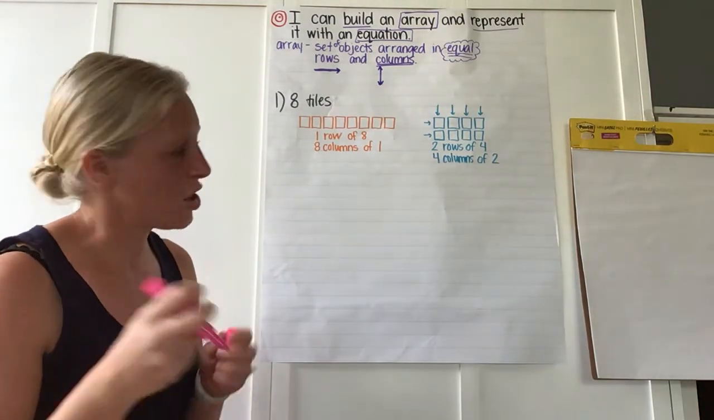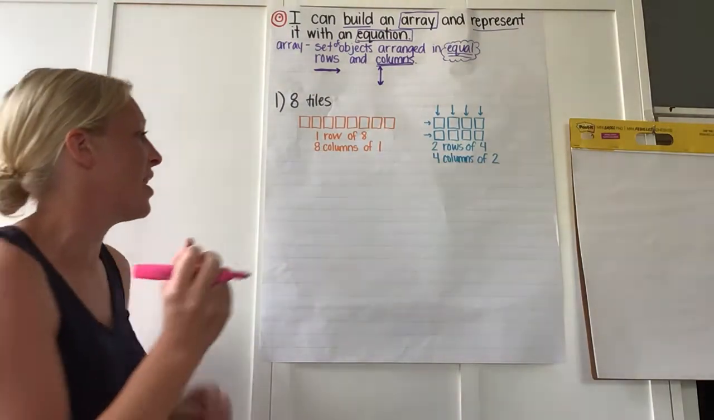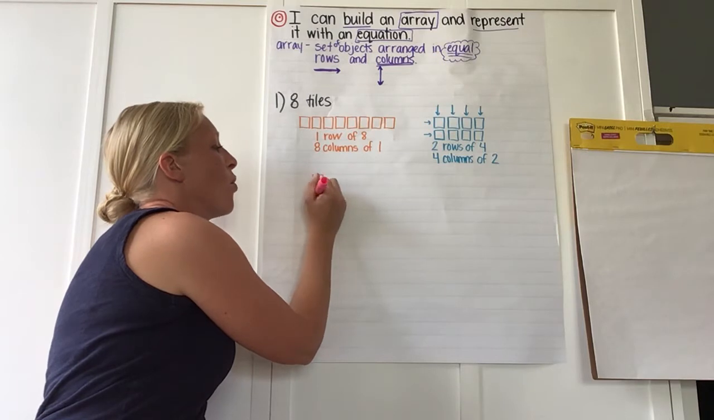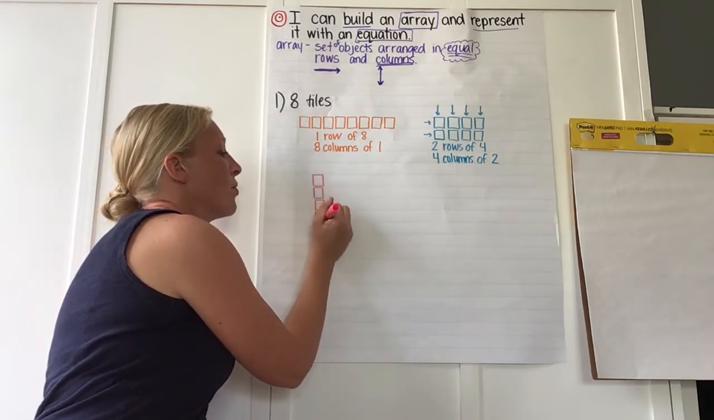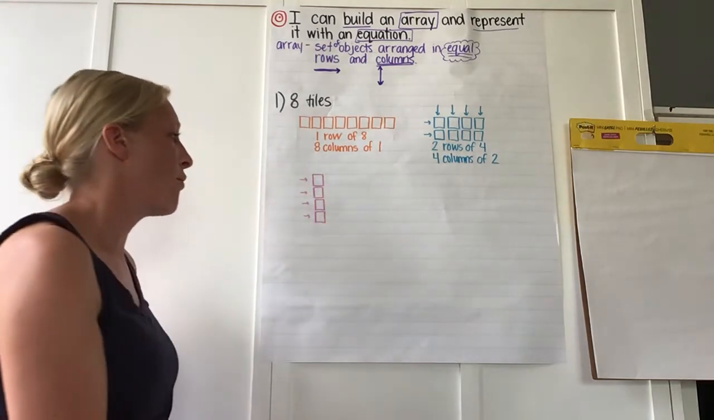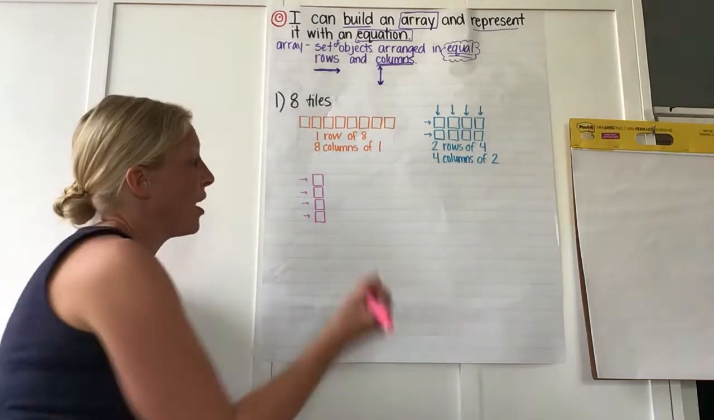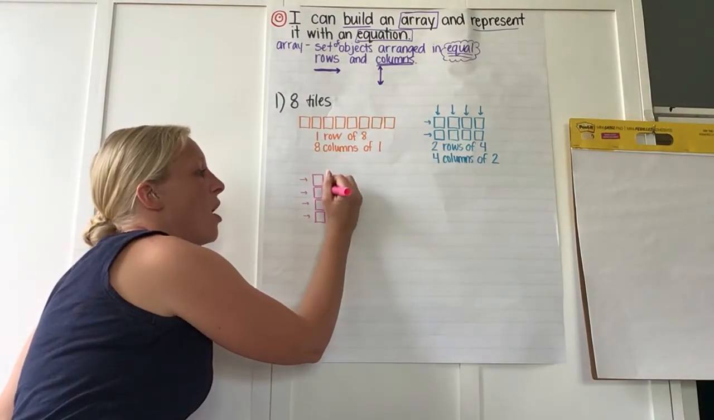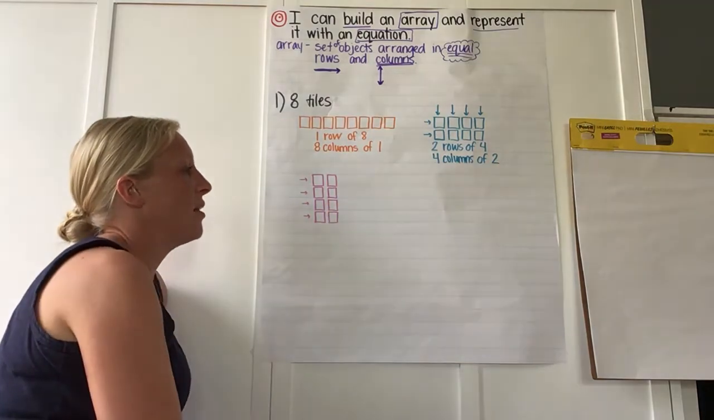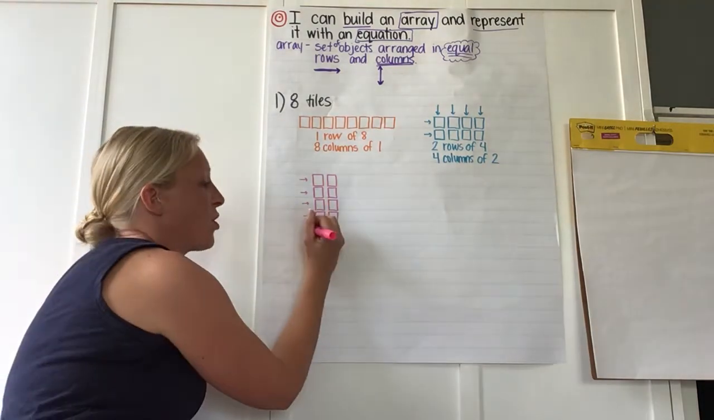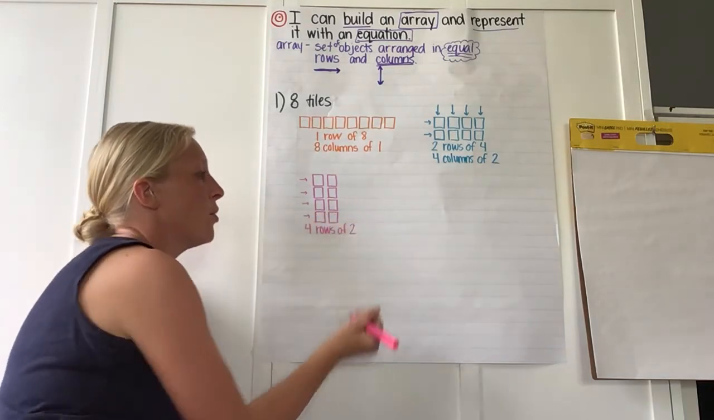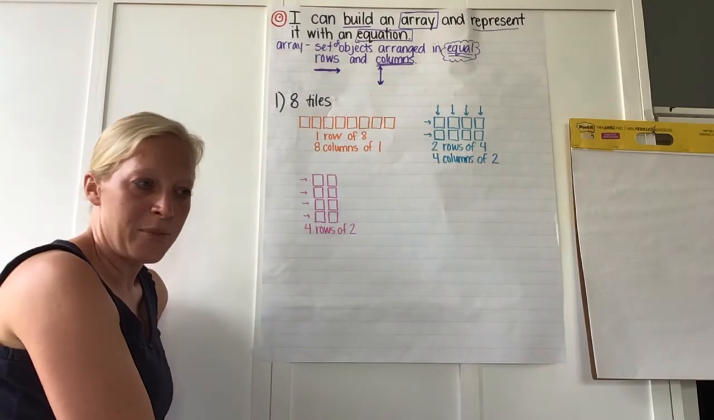We had another way. Do you want to share yours? All right, go ahead. Let us hear it. You had 4 rows. 1, 2, 3, 4. Okay, and so then you made another column, or you added another one to each row, and you have 2 in each row. So you had 4 rows of 2, but how many columns did they have?